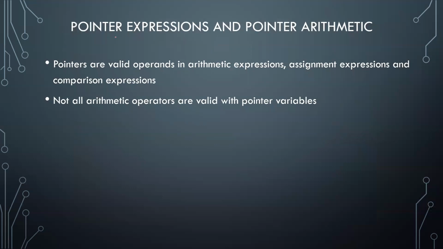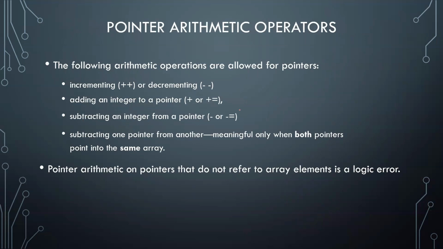Now, pointer expressions and pointer arithmetic. You can do some arithmetic, assignment, and comparison, but they're not all going to be the same as when we do traditional math, and you can't use all of them with pointer variables. Some things that are allowed: we can increment or decrement, so add 1 or subtract 1. We can add an integer, we can subtract an integer. We can actually subtract one pointer from another, okay? But both pointers need to be in the same array.